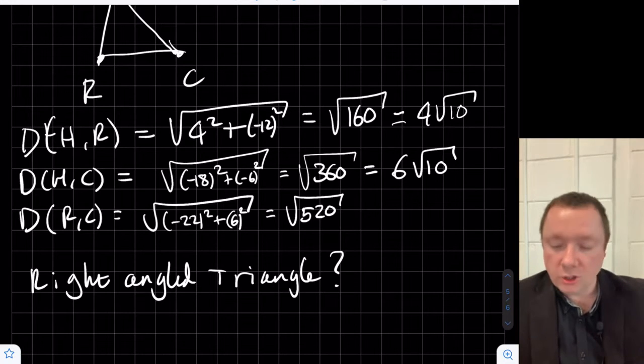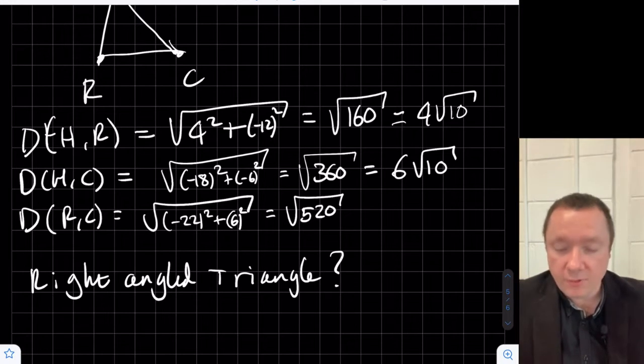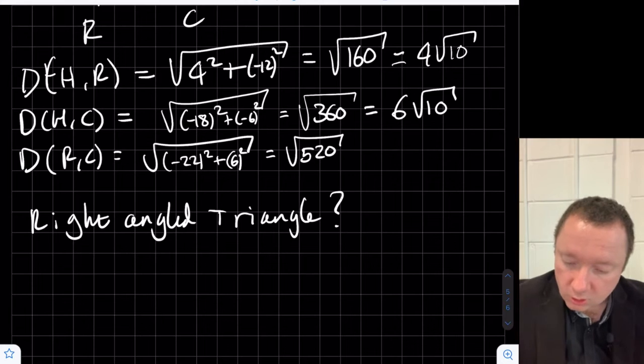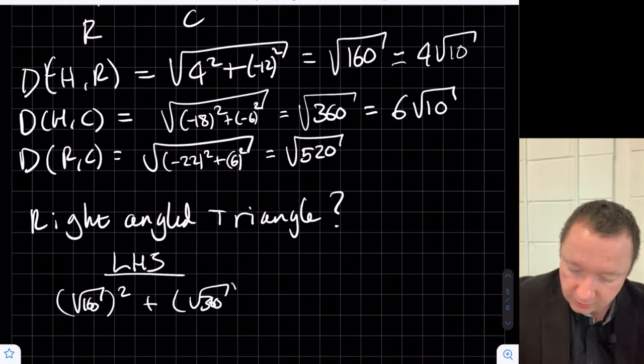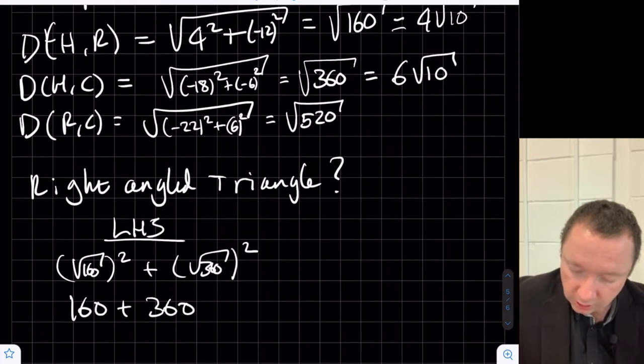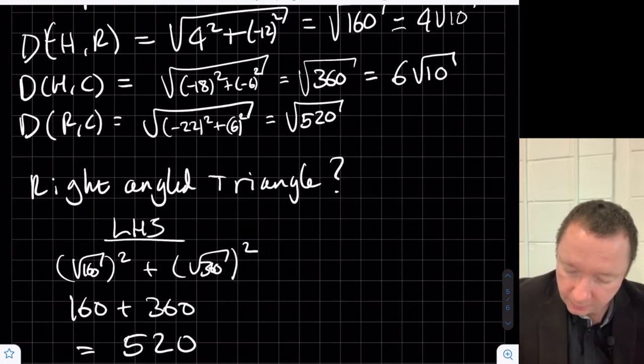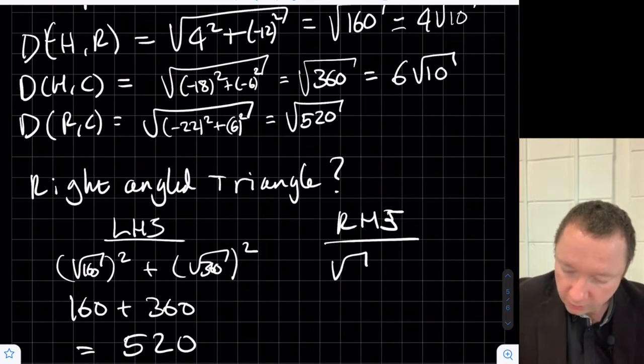Let's check the two short side squares and add them together. So let's look at our non-simplified ones because they're easier to square instead of trying to square these. On the left-hand side, we've got root 160 squared plus root 360 squared, or in other words, 160 plus 360, which equals 520. And our right-hand side, we have got root 520 squared, which is 520.